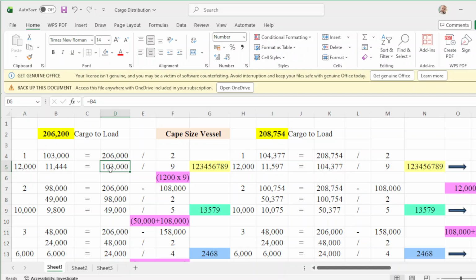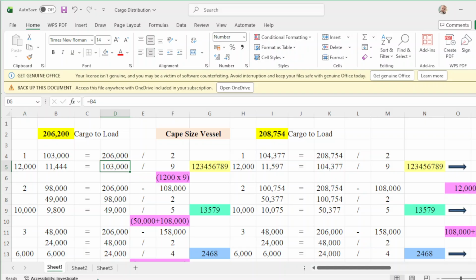Then with this one half of the cargo, 103,000, you distribute this total amount to 9 holds, 1, 2, 3, 4, 5, 6, 7. So 103,000 divided by 9 will be 11,444. So instead of making it 11,444, you may round it up to 12,000. So 12,000 each for 1, 2, 3, 4, 5, 6, 7, 8, 9.